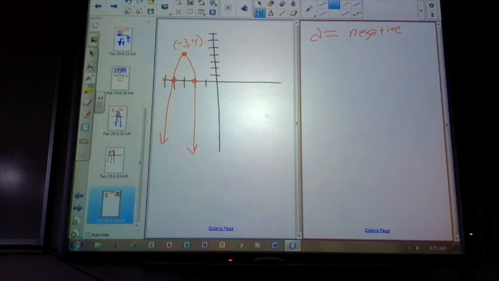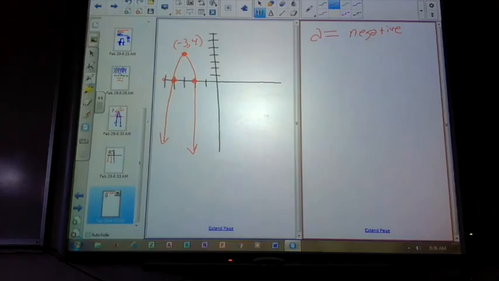Would you feel that this problem could have been factored to solve? Could I have factored this problem? A little critical thinking here. Could I have factored this to solve and get an answer? Ray says yes. I agree with Ray. Ray, what's sticking out there to tell you that I could factor this problem?